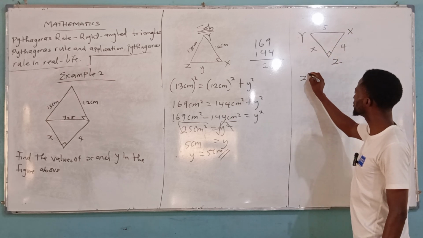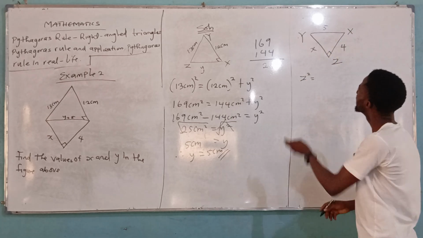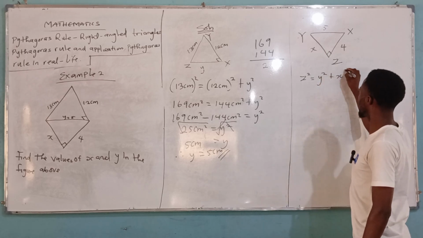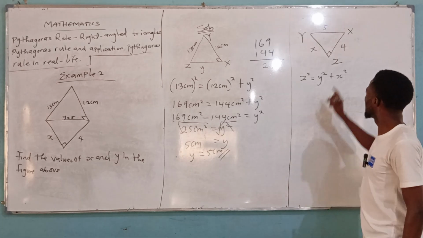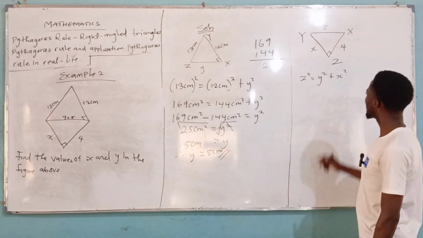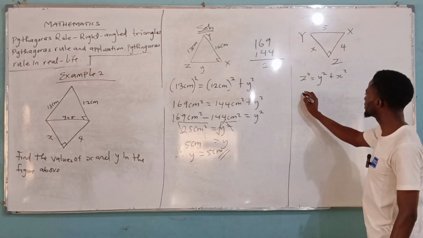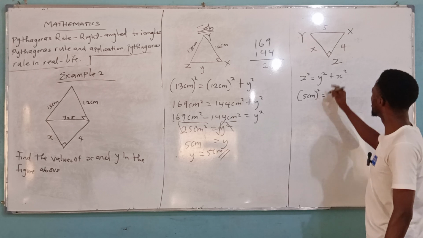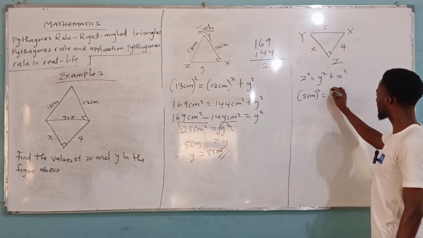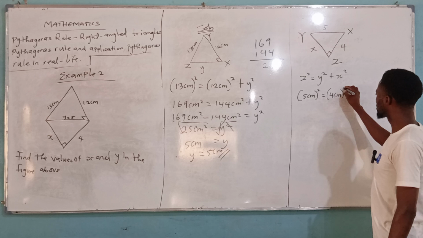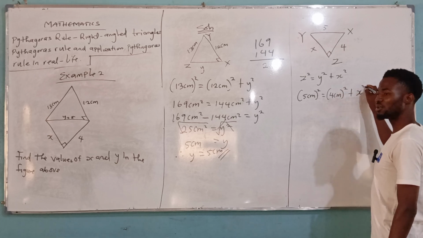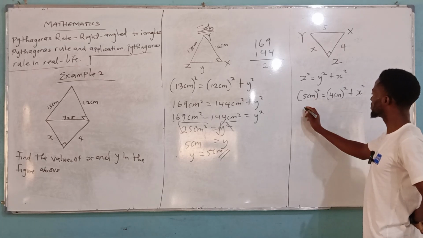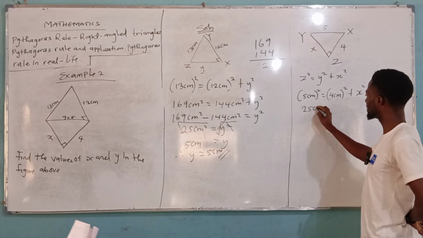So can we now say, small z square is equal to the two other sides, small y square plus x square. So from here we know the value of small z. So we can now say open bracket 5 centimeter square, which is equal to, we know our value of y, which is 4. So 4 centimeter square plus, we don't know the value of x, because that's what we are finding. So from here, take the square of this, we should have 25 centimeters square.